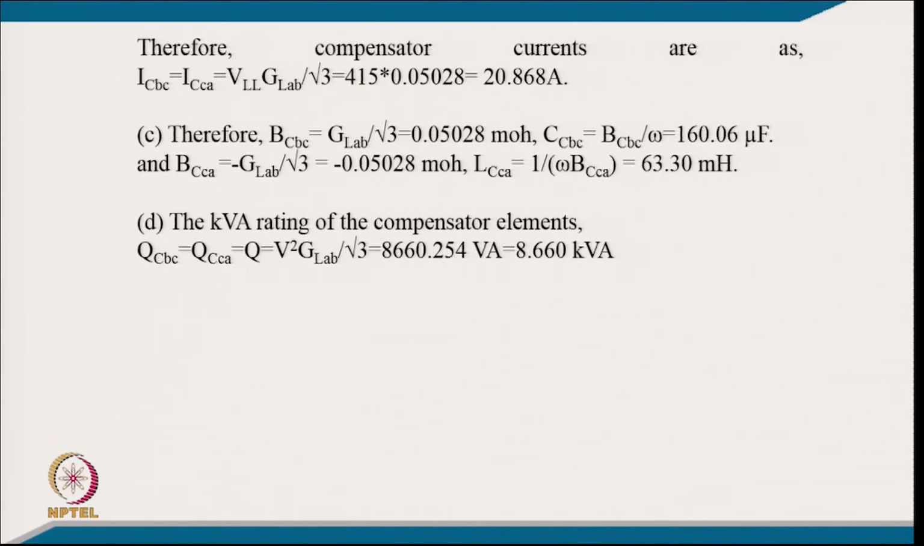And this will convert the whole network into a 3-phase balanced supply system, and you can find out the kVA rating of the compensator elements. QCBC equal to QCCA equal to V square GL upon root 3, and it comes to 8660.254 VA, or you can call it 8.66 kVA. That is the rating of one element, and a similar rating applies to the other element connected across the other line. So we demonstrated how a single line-to-line resistive load can be made equivalent to a balanced sinusoidal unity power factor load using lossless elements, only inductors and capacitors.